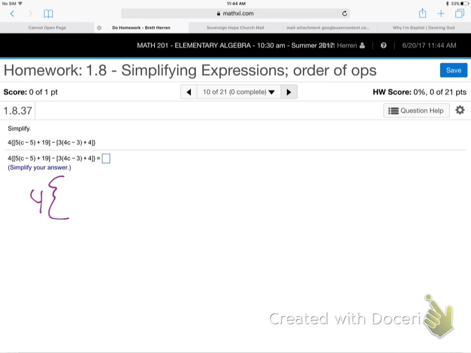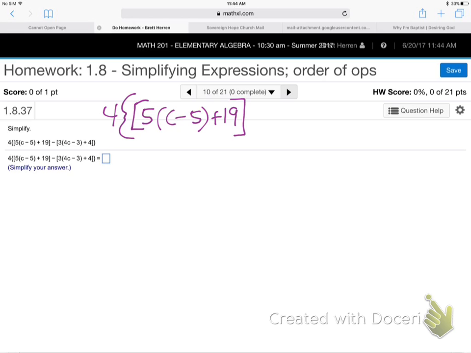Curly bracket, regular bracket, 5, C minus 5, plus 19, bracket, minus, bracket 3, parenthesis 4C, minus 3, plus 4, bracket, curly bracket.